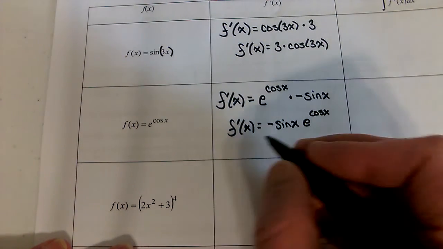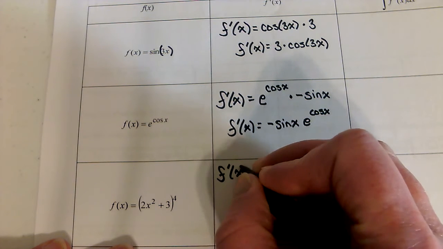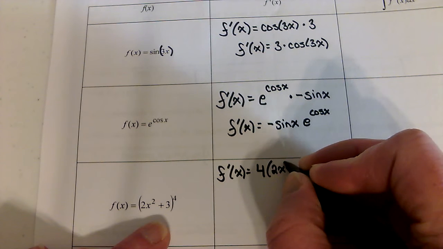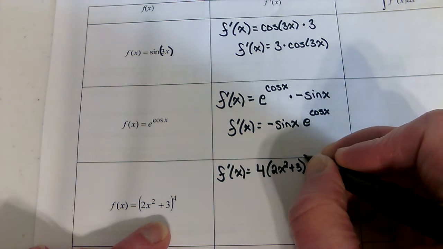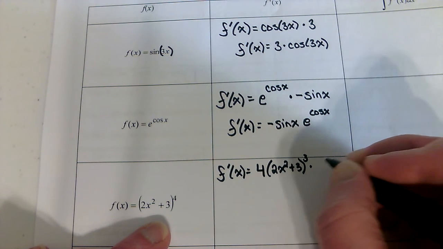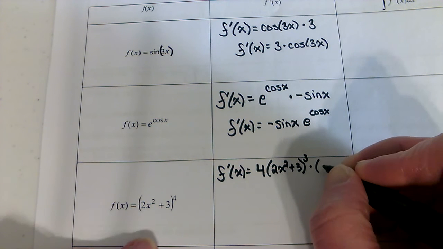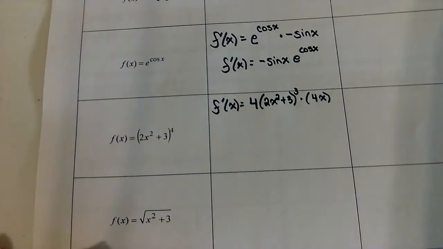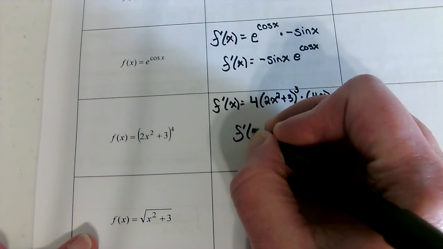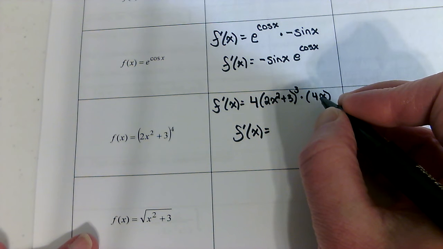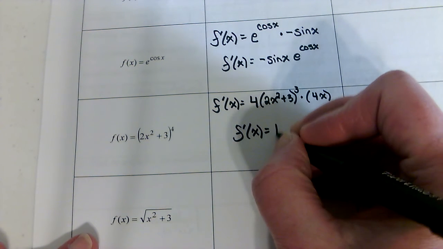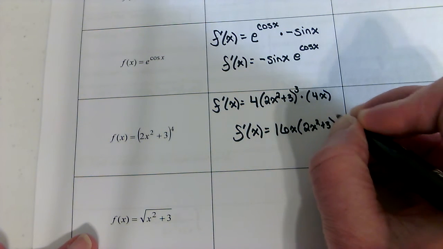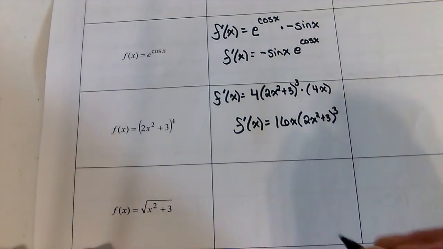Okay. The derivative of this one would be chain rule. We do power rule first. 4 times 2x squared plus 3 to the third power times the derivative of the inside, which would be 4x. Now when this one gets simplified, that derivative of the peanut gets kind of hidden with the 4. And you'll see what I mean by hidden in a second.